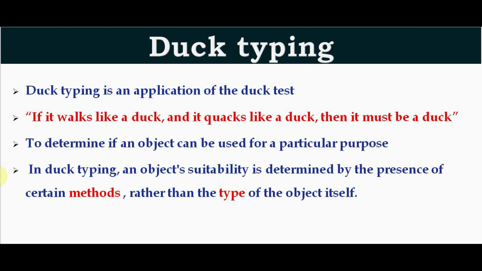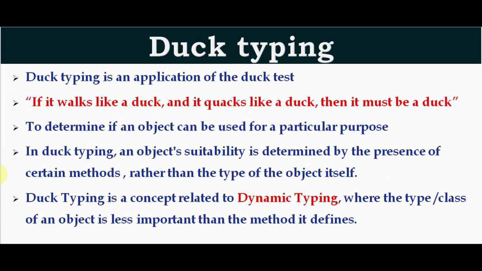Using duck typing, we do not check types at all. Instead, we check for the presence of a method or attribute. So the object's suitability is determined by the presence of the method. We are not bothered about the type of the object. Duck typing is a concept related to dynamic typing. Python is a dynamically typed language. Dynamic typing means that type checking is performed during runtime. So duck typing means that an object is defined by what it can do and not by what it is.